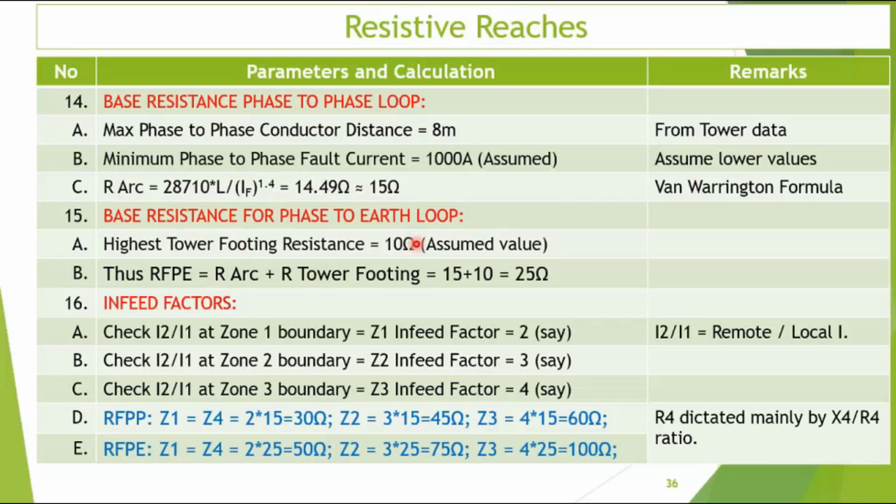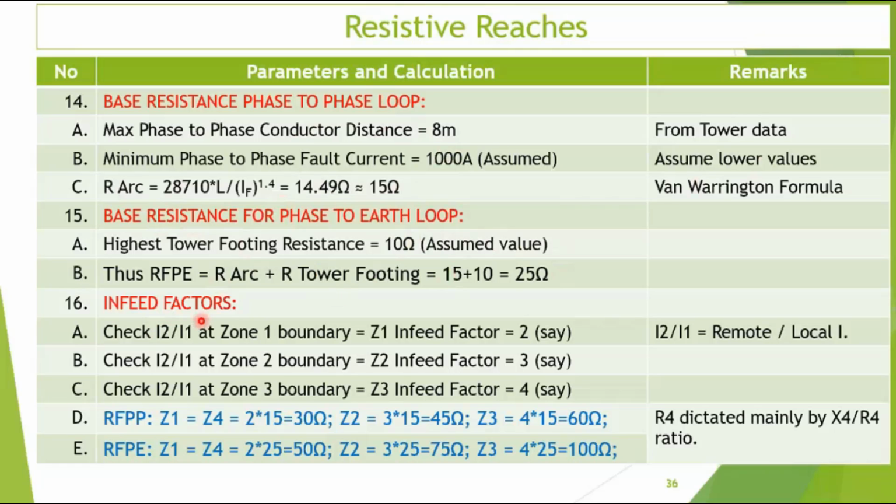Although 400 kV towers have a tower footing resistance of roughly 5 ohm, that would be okay. But still we take 10. Let us be on a little higher side. God knows, you may have rocky soil somewhere, and the footing resistance is not that good. So better to be on the higher side.